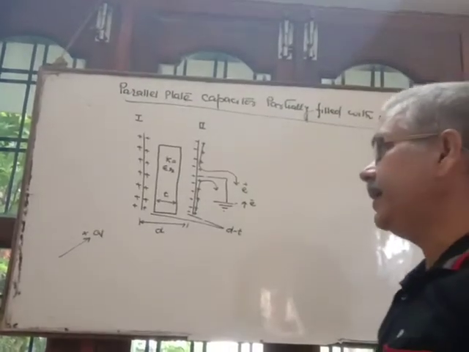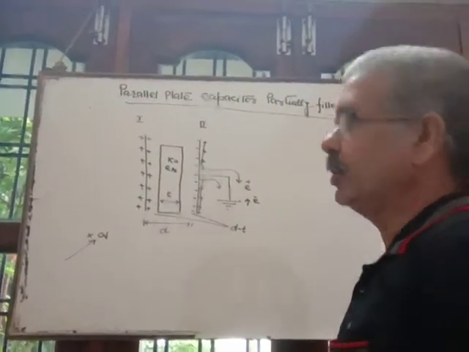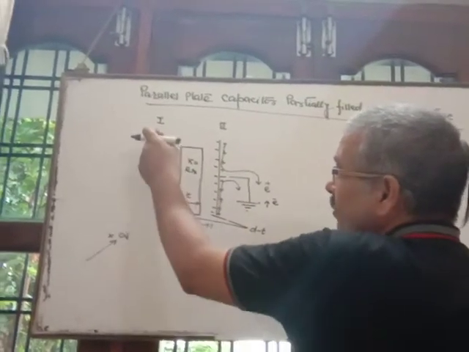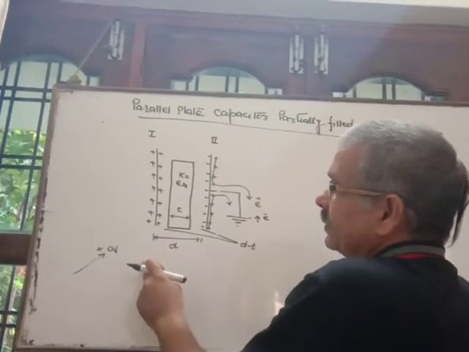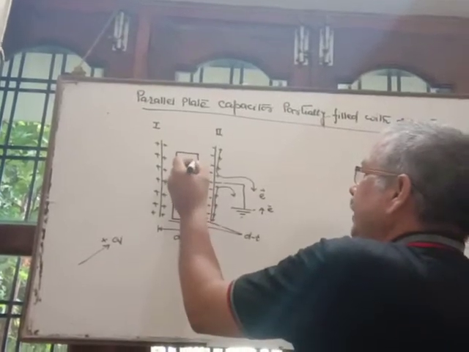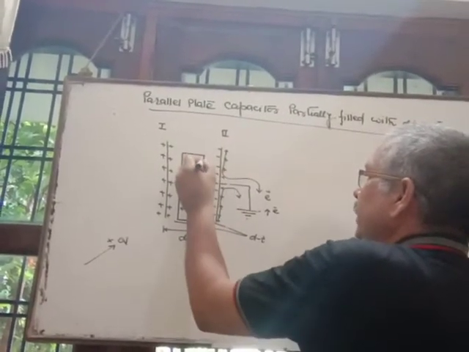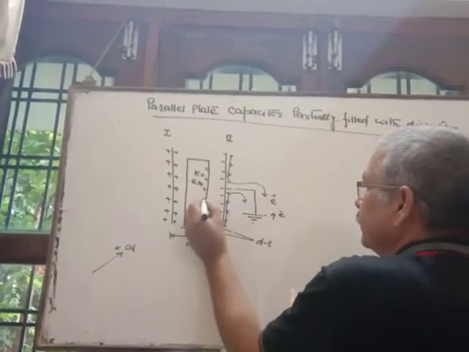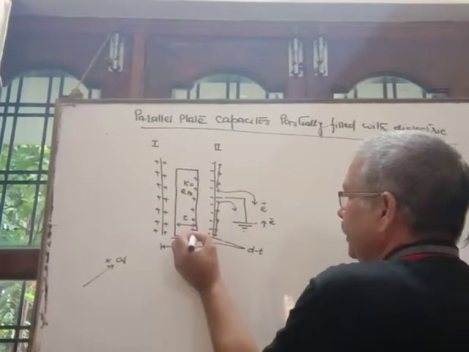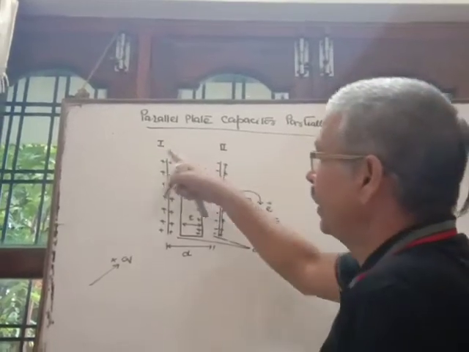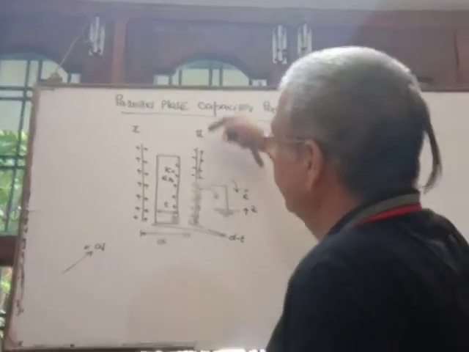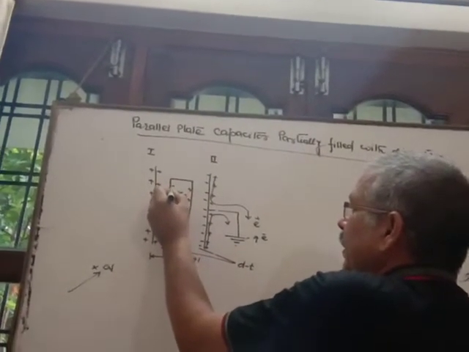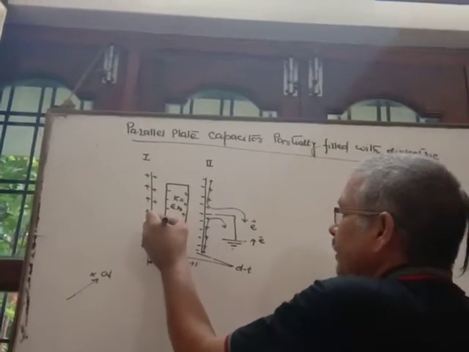Here the dielectric also has positive and negative charge. So the positive charge of the dielectric gets repelled by the first plate, correct? It gets collected here, attracted by the negative plate. So positive charge is collected here. And the negative charge of the dielectric is attracted by the positive plate and repelled by the negative plate. So they get collected on this surface of the dielectric.